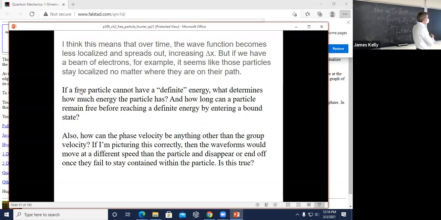If a free particle cannot have a definite energy, that's a statement that Griffiths makes. What determines how much energy the particle has? So why does Griffiths say a free particle can't have a definite energy? Just to connect back up to that free particle discussion.